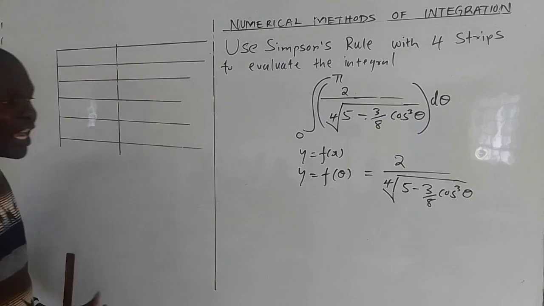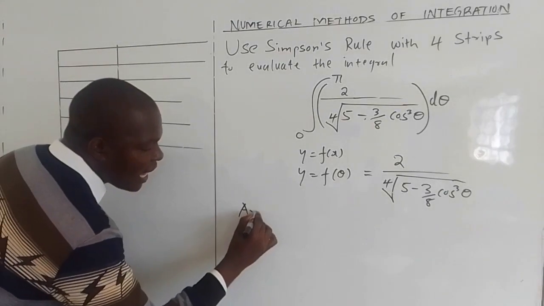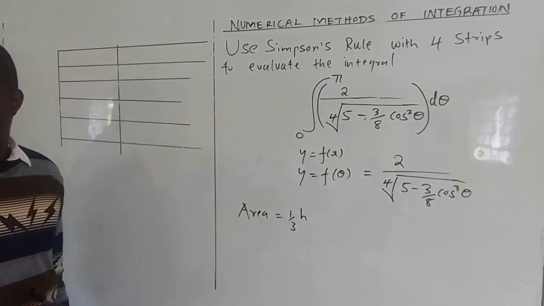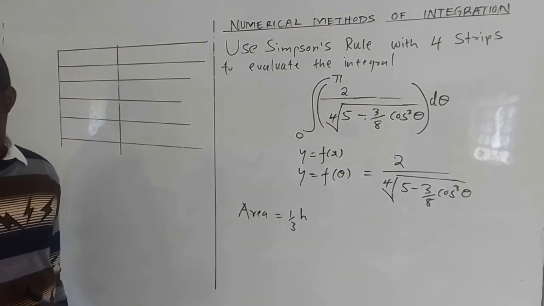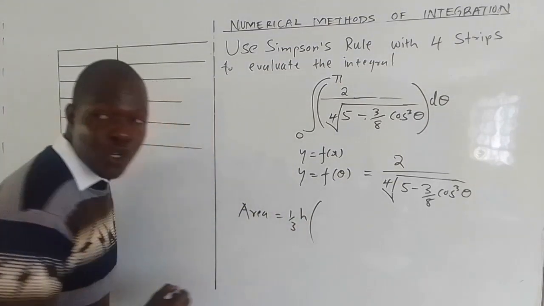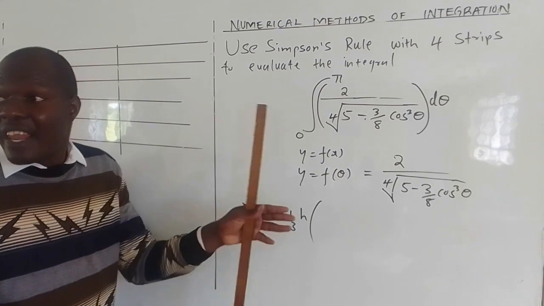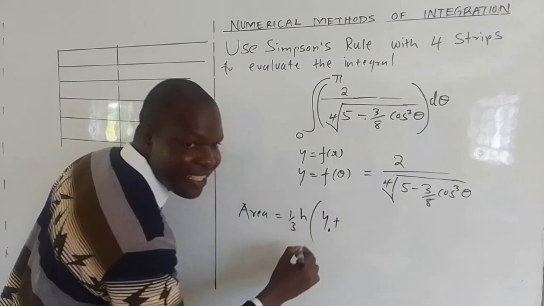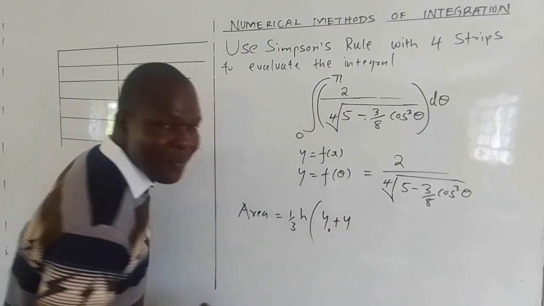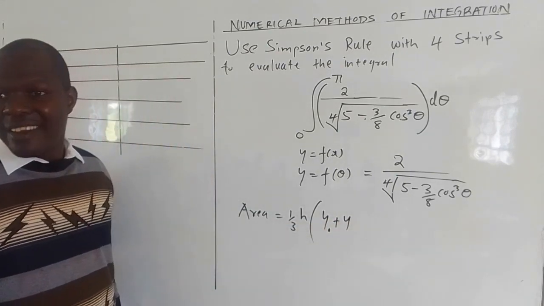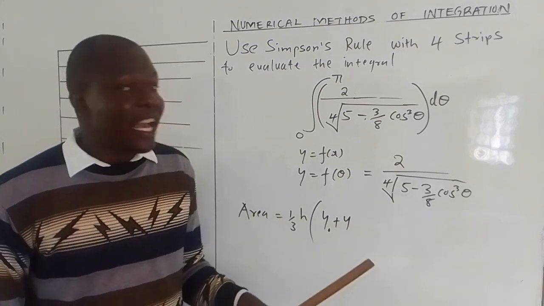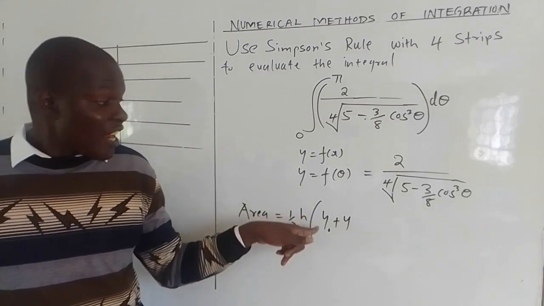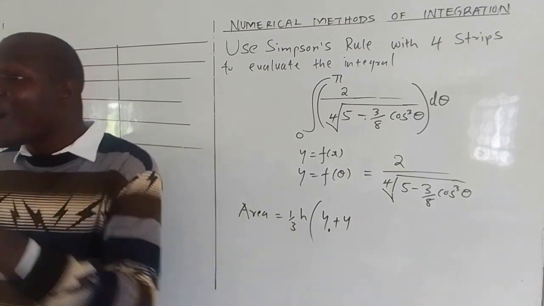When you are getting the area with Simpson's rule, it is a third h, isn't it? The area with Simpson's rule is a third h, then into, you add the first and the last, isn't it? See, the first is y0, then the last is yn. And what is your yn here? If there are 4 parts, meaning y3, because you are starting from y0, meaning the 4th part will be y3.